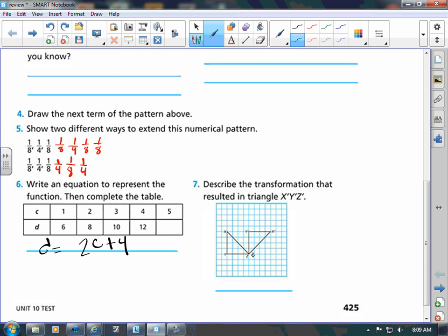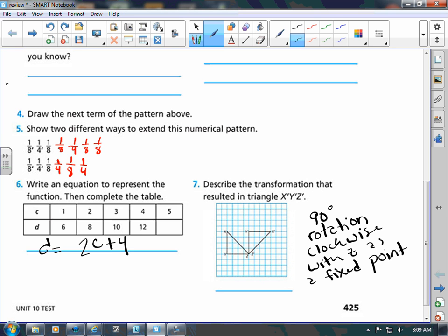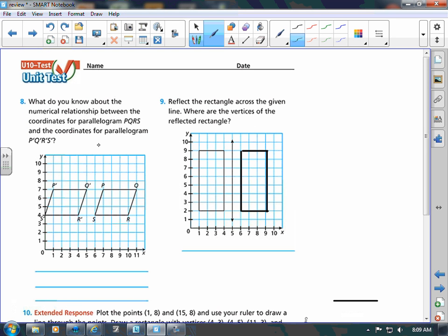On this one, it's got a locked point here at Z. So you could say if this was my original, it's had a 90-degree rotation clockwise with Z locked as a fixed point, because Z didn't move. Okay, next page.